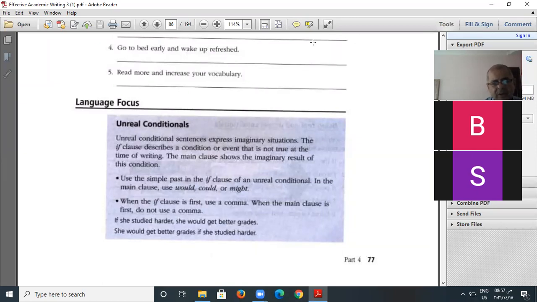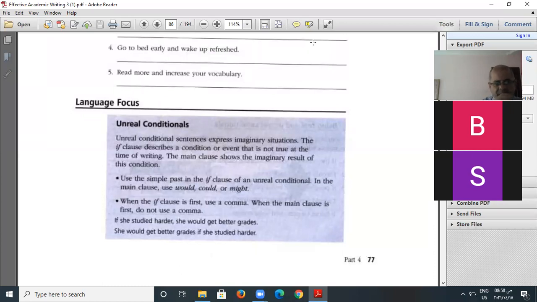إذن في عنا imaginary condition وفي عنا imaginary result. هاي بنسميه ايش؟ Unreal conditions. إذا شو unreal؟ بكون عنا الإف في الإيفنت not true والمين كلوز بتكون الريزلت فيه ايش؟ Imaginary يعني not real. So what do we use with the unreal conditionals? Now we use the simple past in the if clause. إذن we use simple past in the if clause of unreal conditional. بالmain clause we should use would أو could أو might.